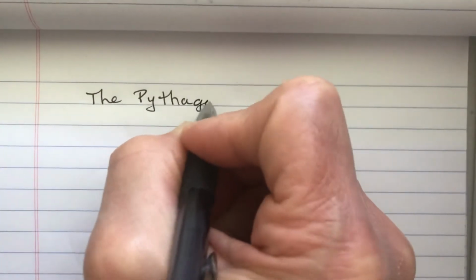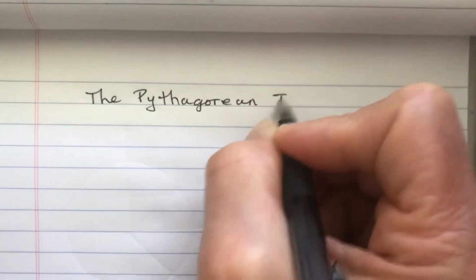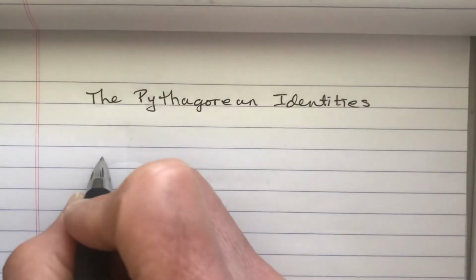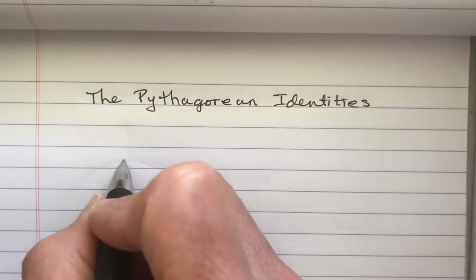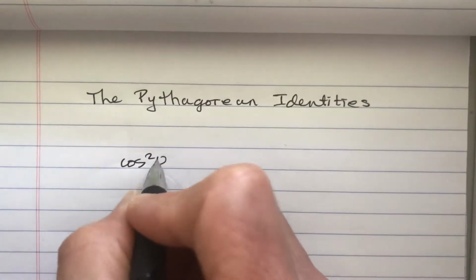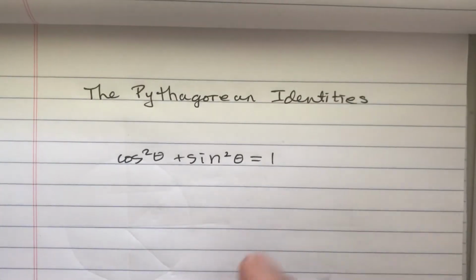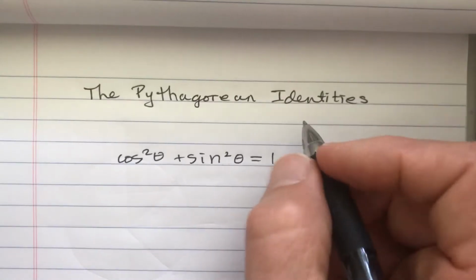We're going to come back to the Pythagorean identities. So we've already talked about before that we have cosine squared theta plus sine squared theta is equal to 1. And so we should memorize that one. All of these you should memorize.